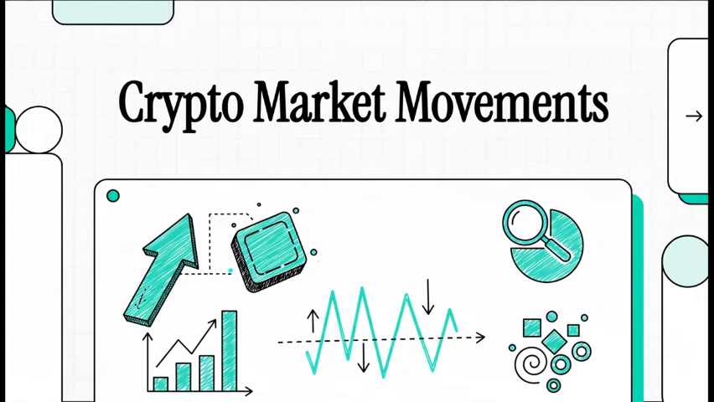All right, let's talk about crypto. More specifically, let's talk about why the prices seem to go all over the place. It can feel pretty chaotic, right? Well, today we're going to cut through all that noise. The goal is simple, to give you a solid framework for understanding why the market moves the way it does. So let's get right into it.